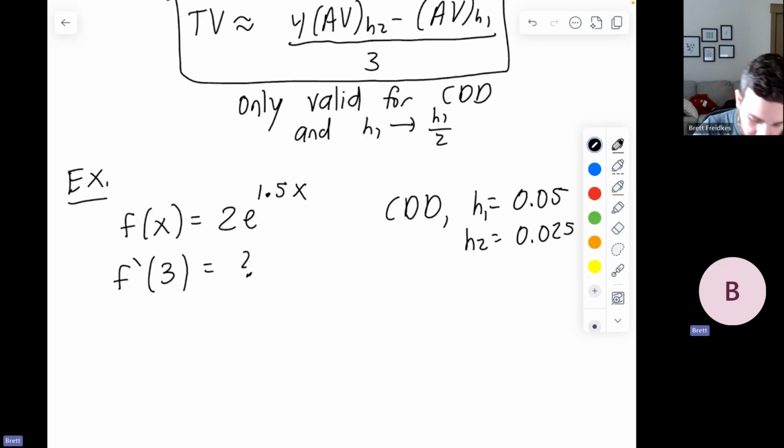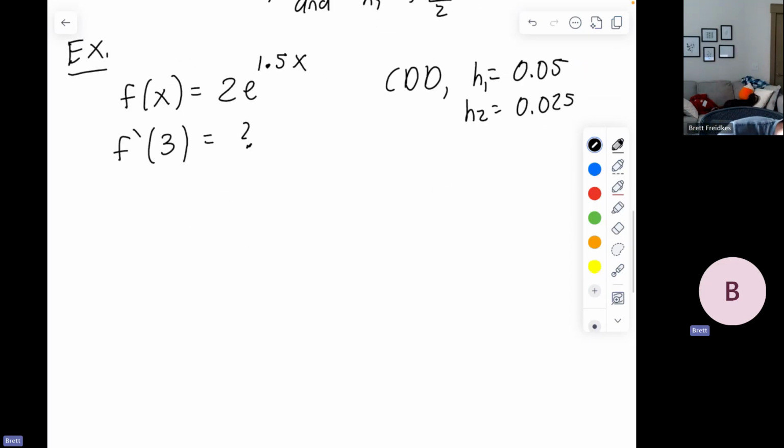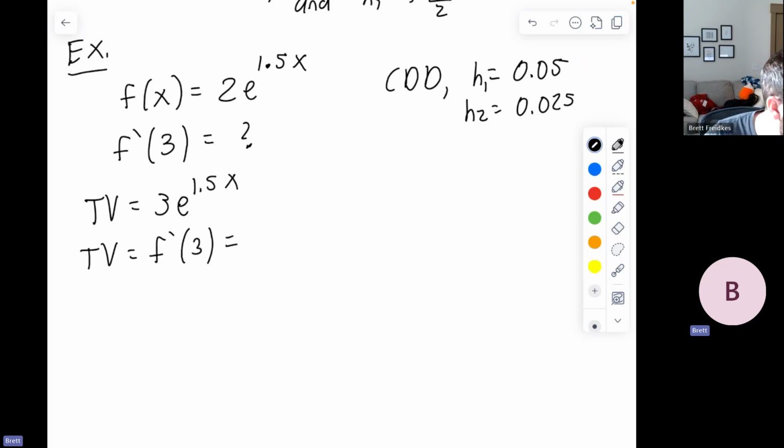So just for comparison purposes, let's go ahead and find what our true value is. Our true value is going to be the derivative of this 2e to the 1.5x. For an exponential, we'll do the chain rule and bring down the derivative of the exponent. That will ultimately give us 3e to the 1.5x. And the true value, the derivative at 3, if we plug in 3, is approximately 270.304638.